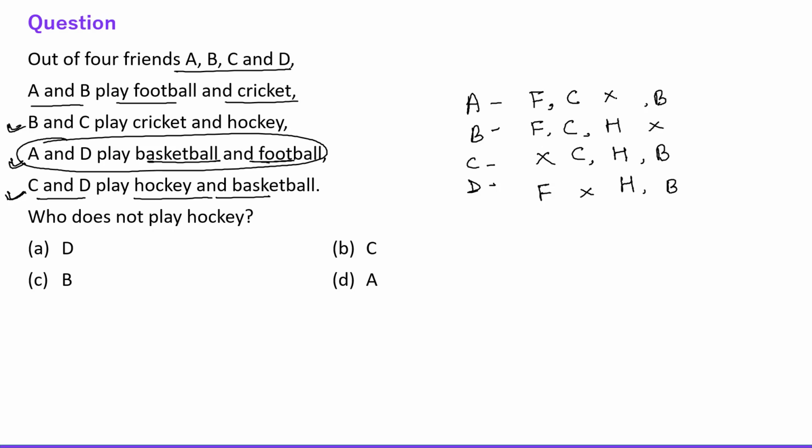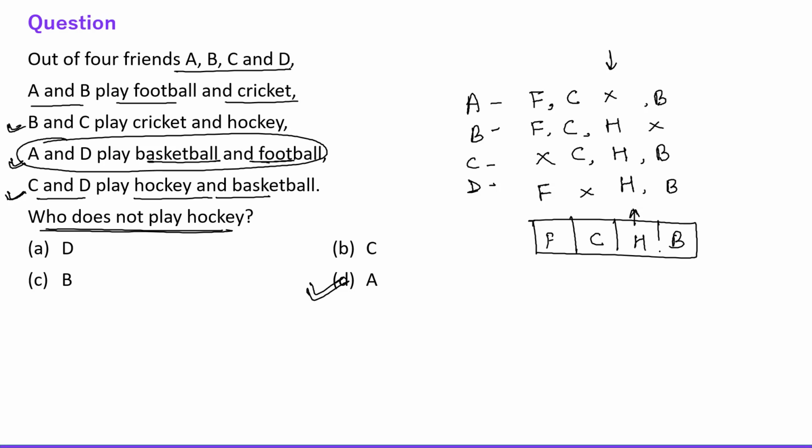Okay. So now the question is, who does not play hockey? This is hockey, right? So who does not play hockey? A does not play hockey. Fine. D option is the correct choice. So these are the 4 games: this is football, this is cricket, this is hockey, and this is basketball, right? A does not play hockey. Fine. Now let's talk about the next question.